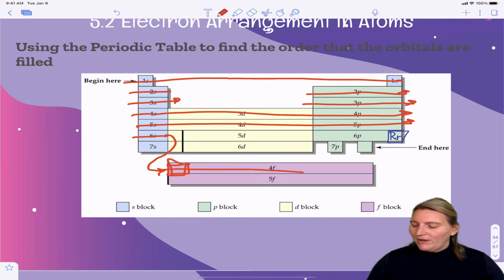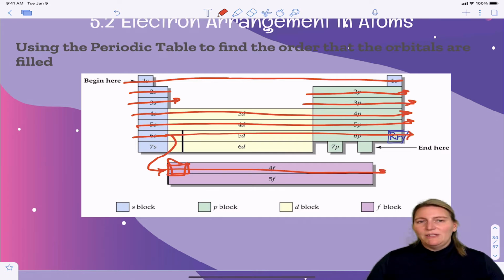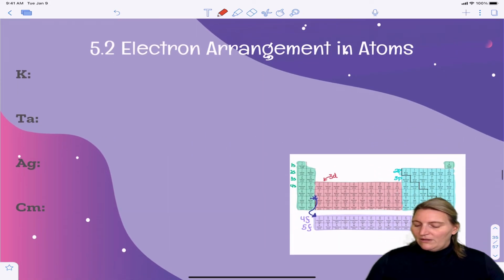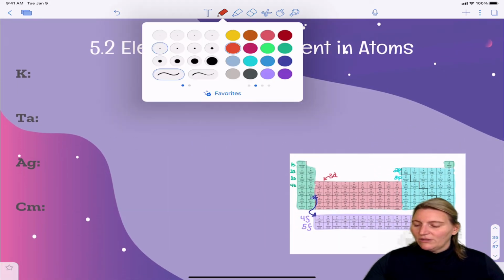Okay, go all the way across 4f14, 5d10, 6p6. This is going to make it so much easier for us to do electron configurations. Okay, so let's do some electron configurations.